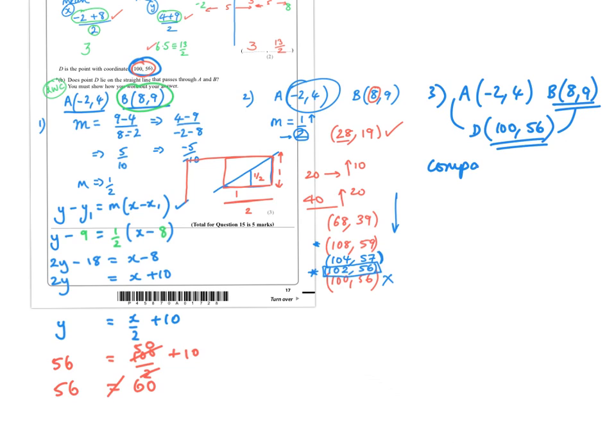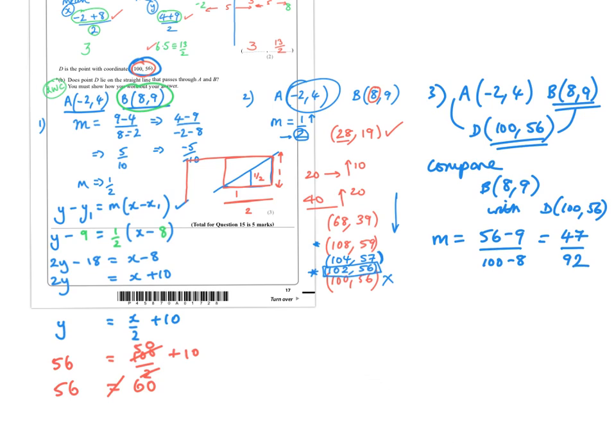So we'll just compare coordinate B with D. So we'll look at the gradient, and that's the change in the y. So we can do 56 minus 9. Don't forget you can do 9 minus 56, but we'll just do this way for now. 56 minus 9 over 100 minus 8. And then 56 minus 9, well, that's 47. And 100 minus 8 is 92. And that does not equal a half because you'd have to be 46 out of 92 to be a half, because 2 times 46 is 92. So as long as you showed your working out, you'd be okay.